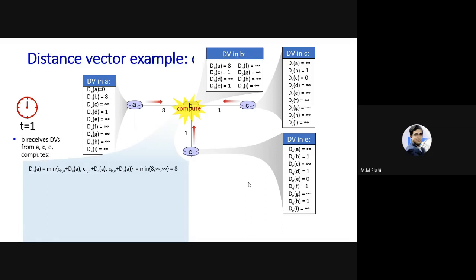What are the 3 possible values? See, the first one is CB to A. So A is the neighbor of B. So for A, we'll get the value how? Direct cost from CB to A, and then estimated cost from A to A. So A to A will be definitely 0. But for the compatibility of the equation, we have written CB to A, that is 8, and then plus DA to A, that is 0.